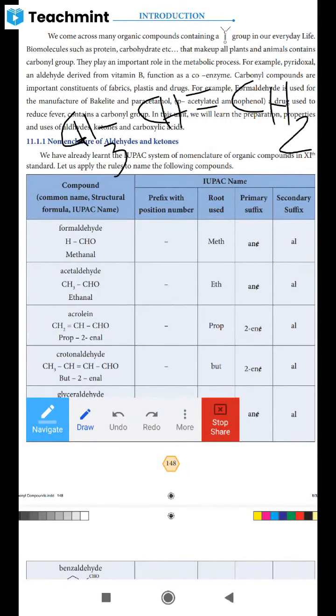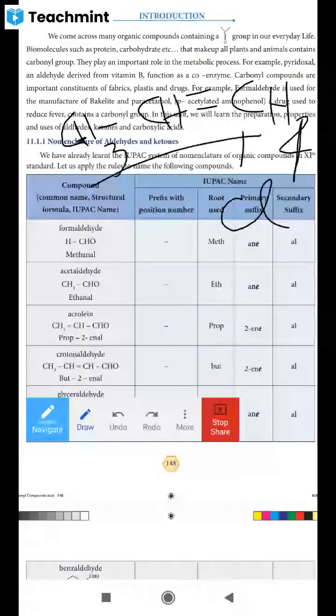If one hydrogen is removed and you are adding any group, for example chlorine, then you have to tell it as 1 chloropropene. That's all. 1 chloropropene. Is it clear for you? Yes, ma'am.